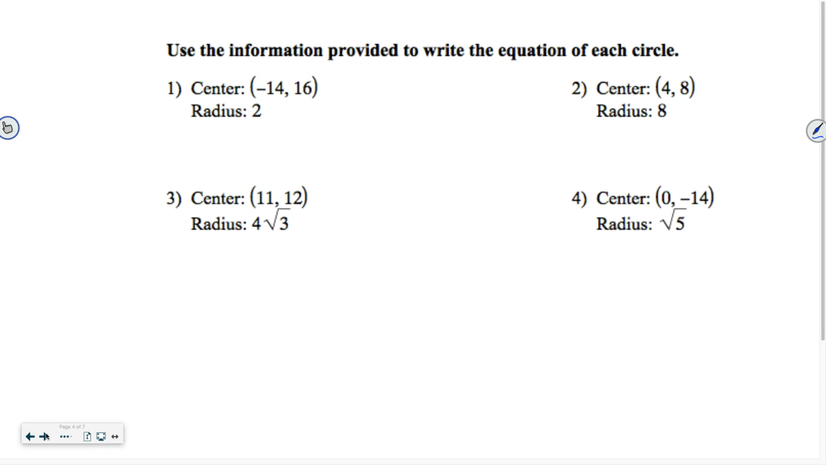Okay, so now some problems. They said they want us to write the equation. Okay, so the equation, you should have it on your page. I'm going to write it here. x minus h squared plus y minus k squared equals r squared. Okay, so we have to keep that equation in our head.